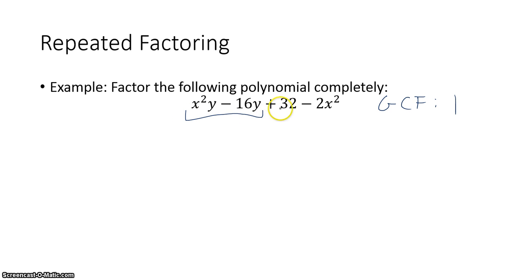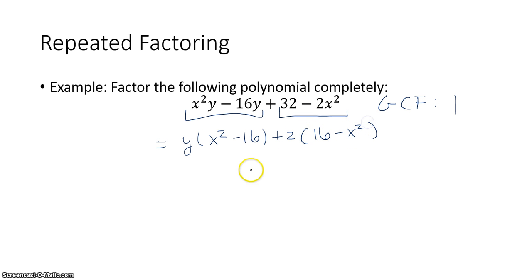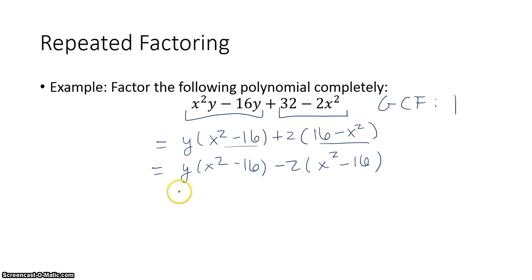So that clues me off that I'm going to want to factor by grouping. I'm going to group the first two together. The only common factor there is going to be y, and I'm left with x squared minus 16. Plus, the greatest common factor for these two is a 2, leaving me with 16 minus x squared. Now these two terms aren't the same yet, but they only differ by a negative. So what I need to do is factor out a negative from this term, leaving me with x squared minus 16.